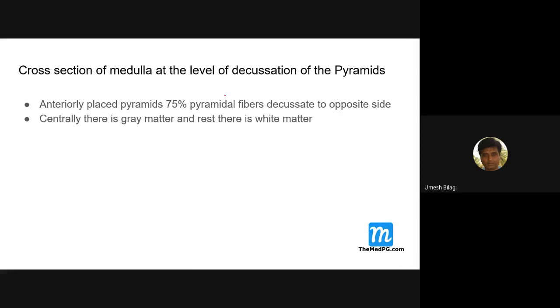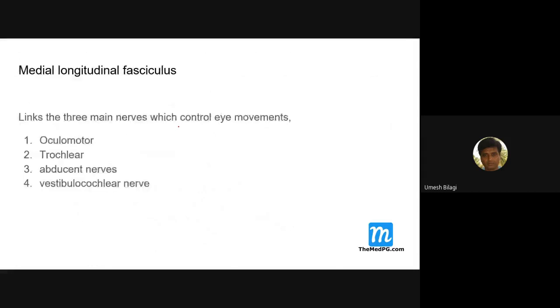Here, inside this medulla oblongata, about 75% is entirely pyramids, which decussate to the opposite side. Centrally, there is gray matter, and the rest is white matter here. That is some typicality of the medulla oblongata. You get a lot of gray matter inside centrally, but the rest is all white matter. That's a property of the medulla oblongata at this level. They can twist some questions on that basis.